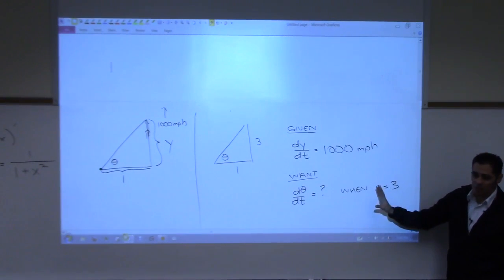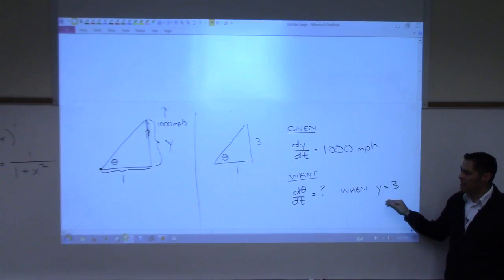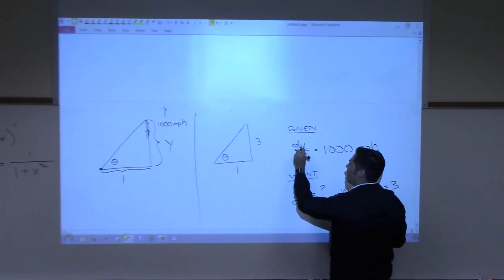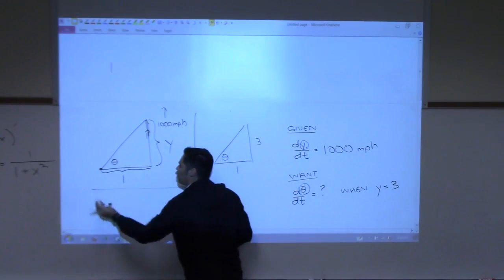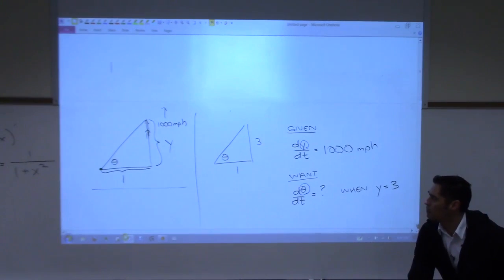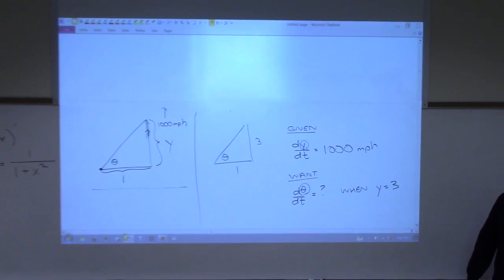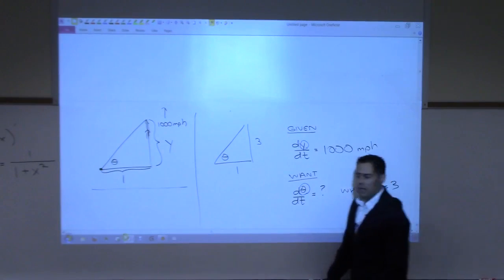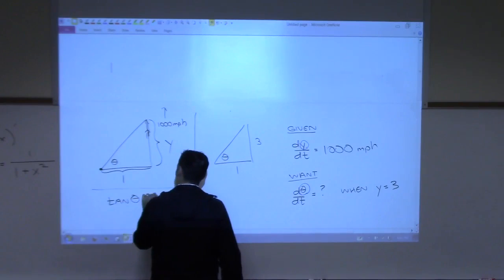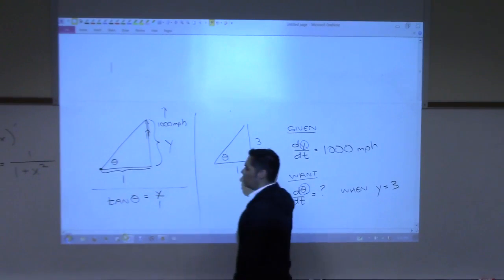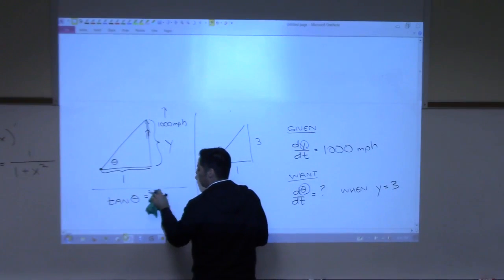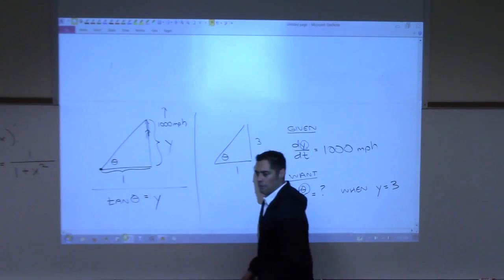All right, so we've got this: what we're given, what we want, and when exactly we want it. The key now is to somehow come up with a relationship between theta and y, and you must use this picture. You cannot use this picture. So what is the relationship between theta and y? Any relationship you can find. Tangent theta is y over 1. Do you all agree that that's a relationship? Now, I don't have to put y over 1. I could just put y, couldn't I? And that's it.